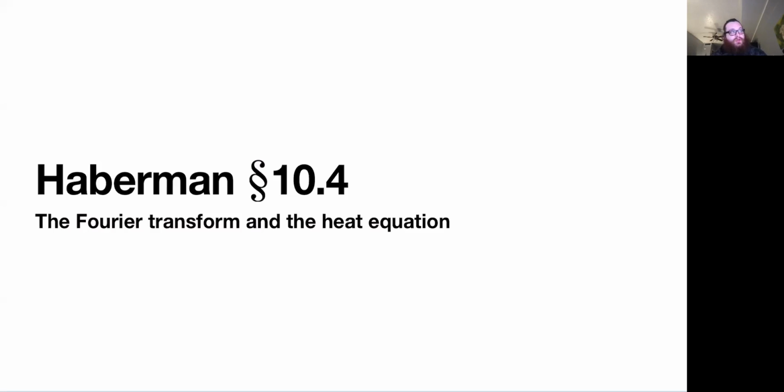Hello. So in this section, what we're going to do is actually use the Fourier transform and a bunch of the tools that we've been building up to solve the heat equation and set up the framework to solve essentially any linear PDE that you might want to solve on an infinite domain.